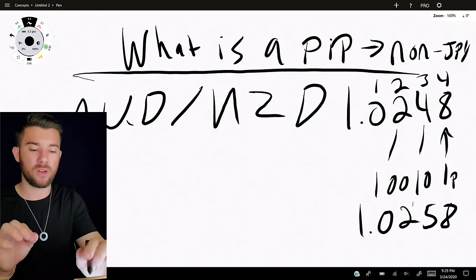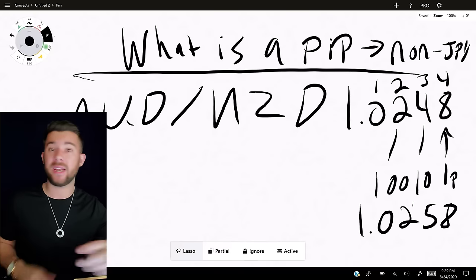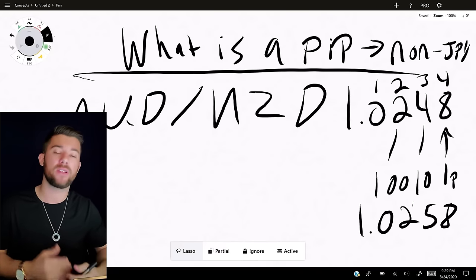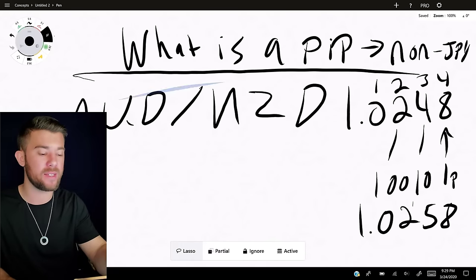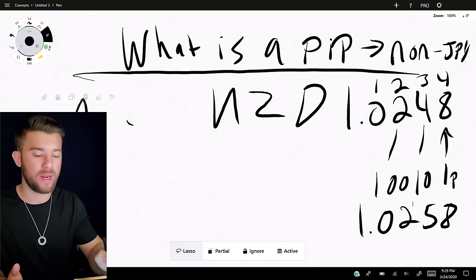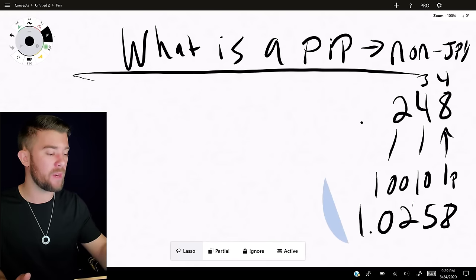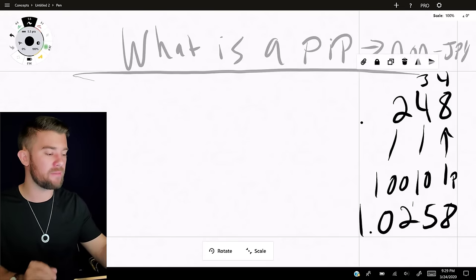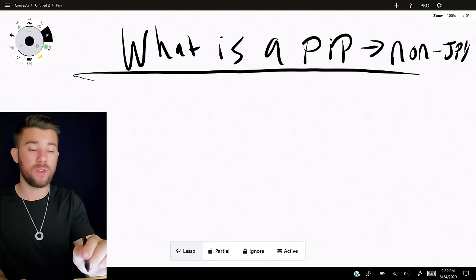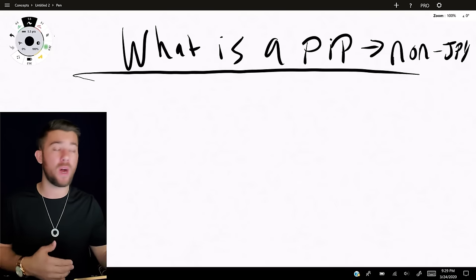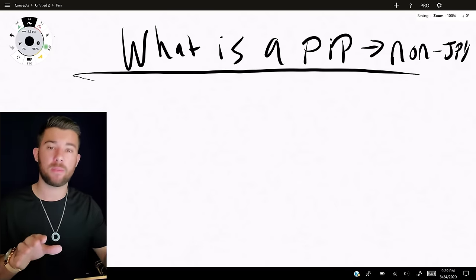Now, we've just talked about every non-yen pair. Any pair that does not have JPY will be calculated like this and will be valuated like this with four decimal places. Now, what about yen pairs? Something very slight changes on any pair with the letters JPY attached to it. So let's do an example of that right now.